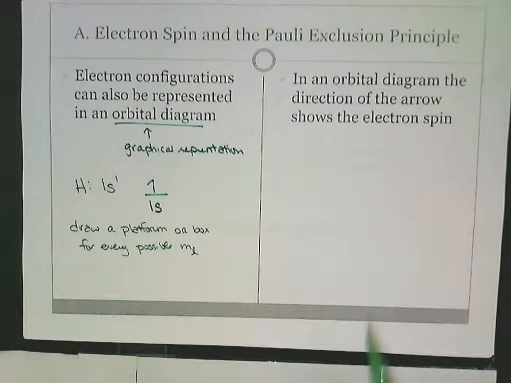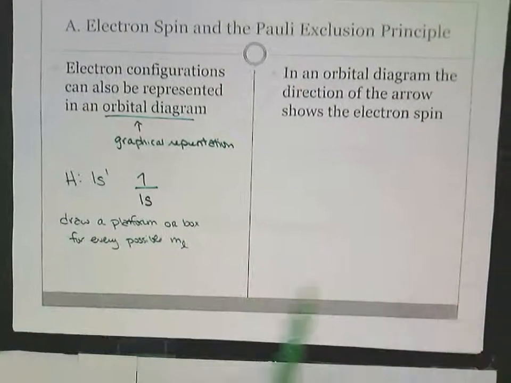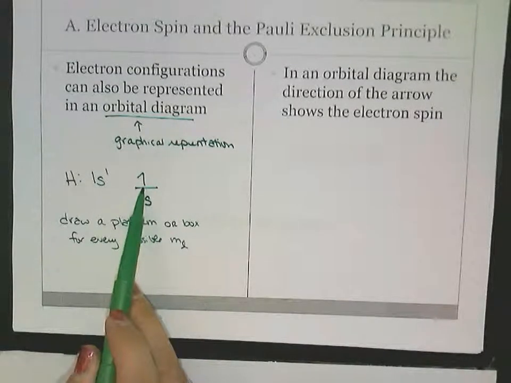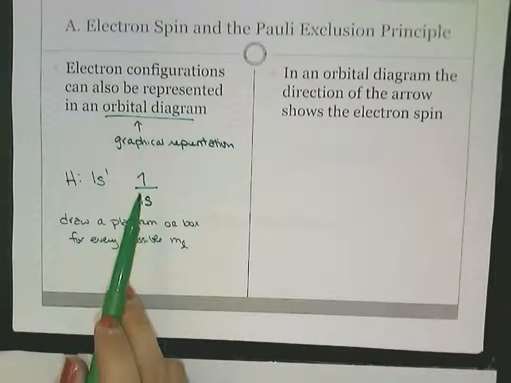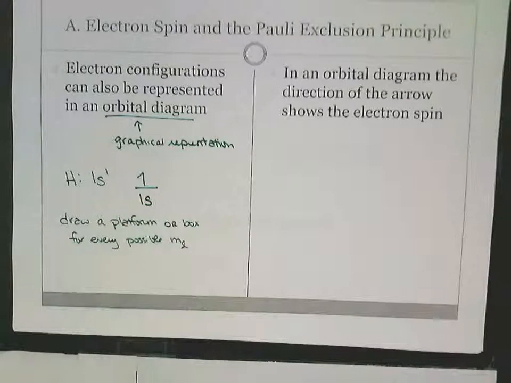The direction of the arrow shows the electron spin. It's your option. Some textbooks use a half arrow, some textbooks use a full arrow. I find a half arrow faster to write. Both are correct.